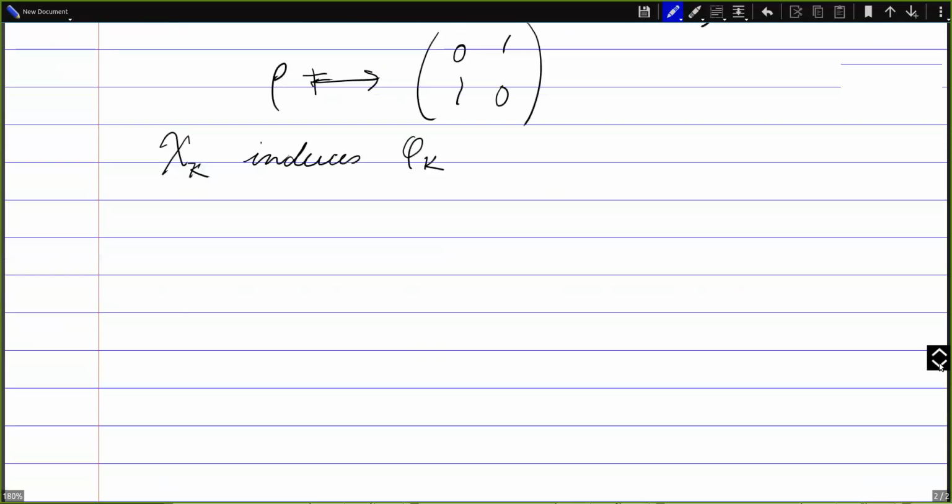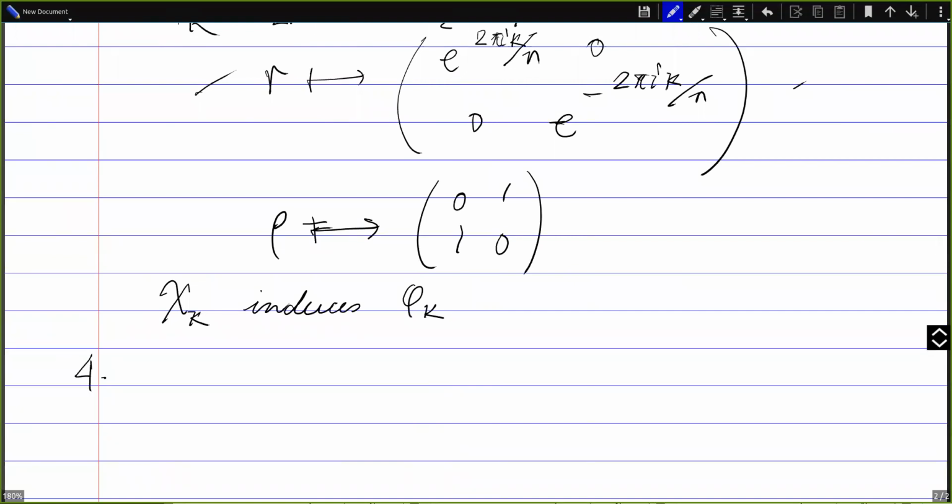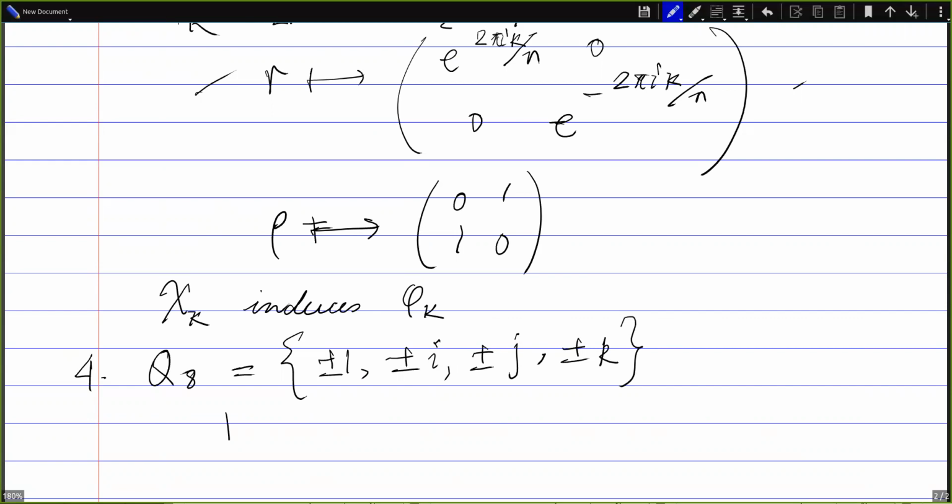Next example is regarding Q8, which is basically plus minus 1, plus minus i, plus minus j, plus minus k. So far these are just symbols. Don't confuse that with the complex number i. So we take H to be the subgroup generated by i. So it's isomorphic to Z modulo 4Z.